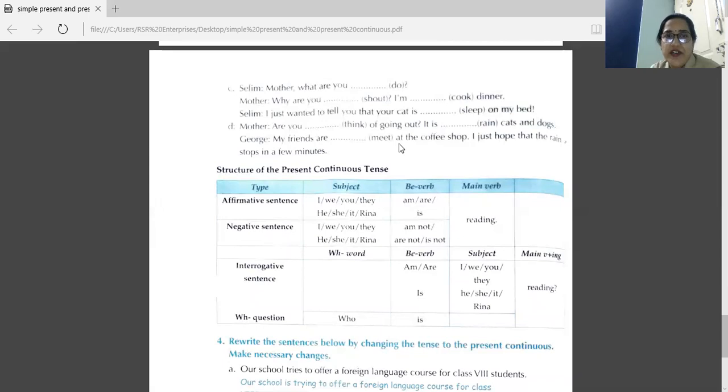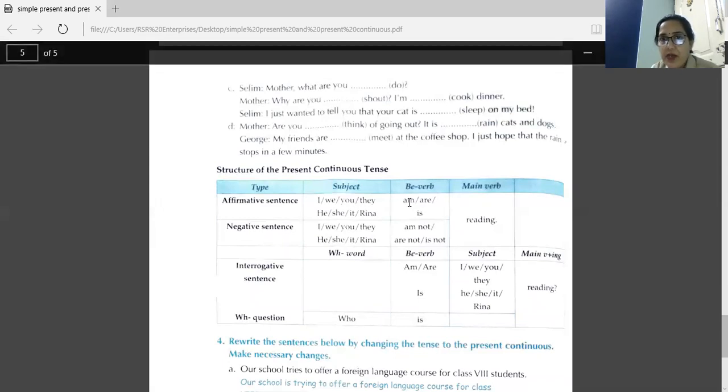Now see the structure of present continuous tense in different sentences. So we have first the affirmative sentence. Subjects we have I, we, you, they, plural subjects, and with plural you have I also and you also. With I you have to use am. These are forms of be, which I explained to you in the starting. With I am, with we, you, they, you have to use are. And the main verb here, reading.